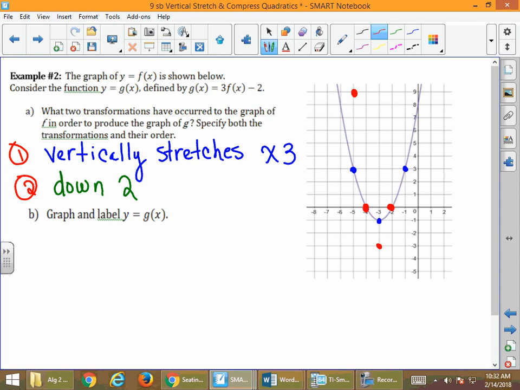And our last point over here is -1, 3. 3 times 3 is 9. Now that's the stretch part of it. I don't typically connect the points on that.